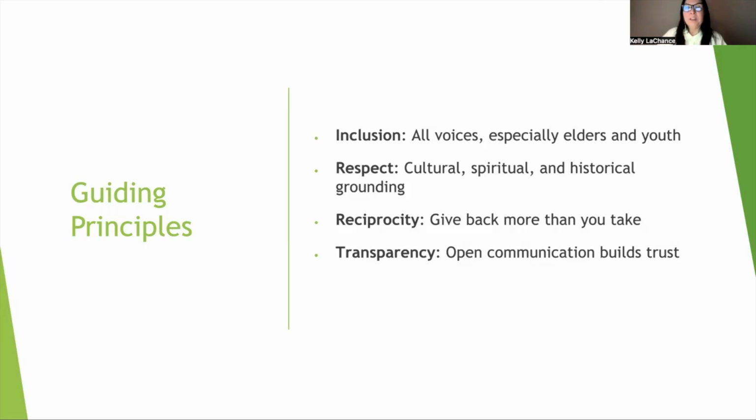And then you also include reciprocity, which is an important part of this as well, where the community is also giving back to this process. So it's learning to give back more than you take. And it also builds transparency, where you're developing that open communication and building trust.